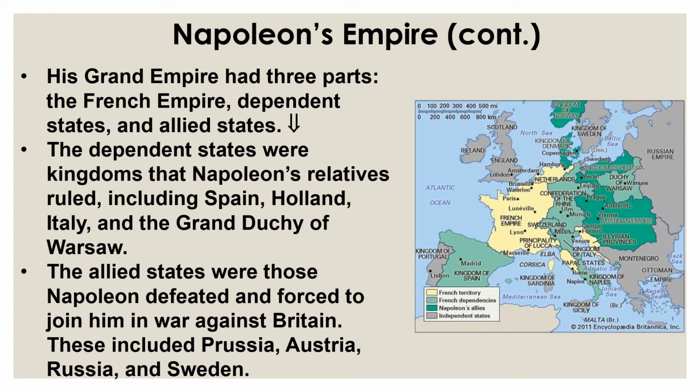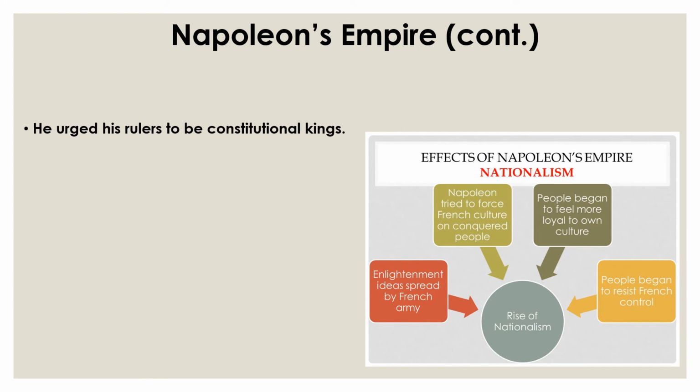Britain was the thorn in his side that he could never quite defeat, and he would continually be fighting against Britain his entire career. Of course, we know the animosity between Great Britain and France had been going on for centuries. Okay, so these allied states, which are not really allies, they're defeated powers, included Prussia, Austria, parts of Russia, and Sweden at different times during his reign. Now, eventually, he will lose control over these states, and his influence will start to be rolled back throughout Europe.